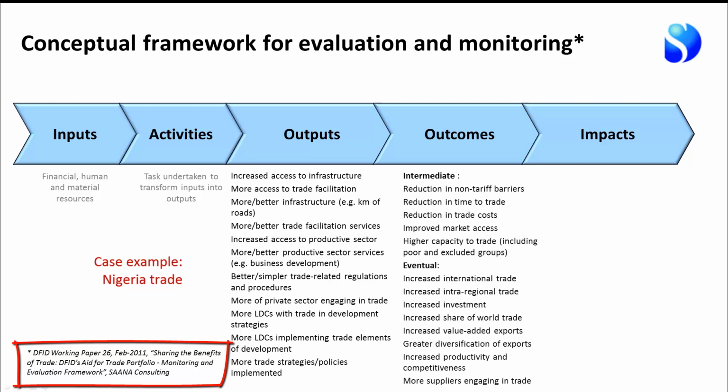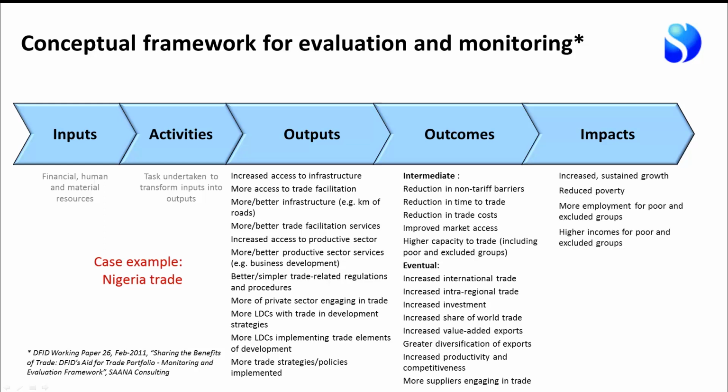The outcomes being looked for here, though, are things like reduction in non-tariff barriers, like lists of banned products for trade, that kind of thing, better access to export markets, overall increase in regional trade, greater diversification of exports, a whole set of different outcomes being looked for. But the high-level impacts ultimately are increased and sustained growth in trade, reduced poverty, more employment, particularly for poor and excluded groups in these countries, and ultimately higher incomes for those groups.